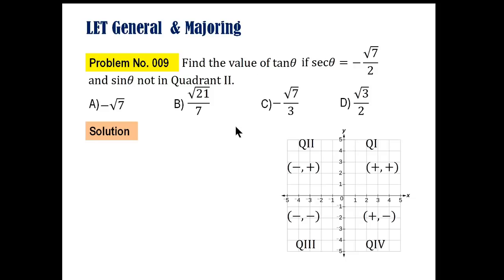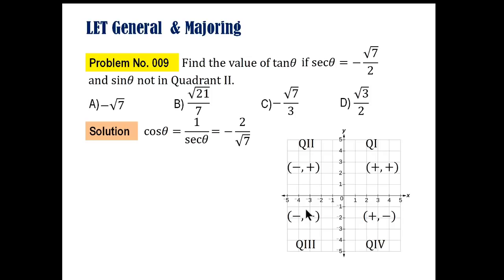So we have this identity in trigonometry that cosine theta is equal to 1 over secant theta. Alright? So, meaning to say, this is equal to 1 over secant, and given the negative square root of 7 over 2, that's secant, so meaning our cosine is negative 2 over the square root of 7. Alright? Okay. So, it simply shows that our cosine is negative.